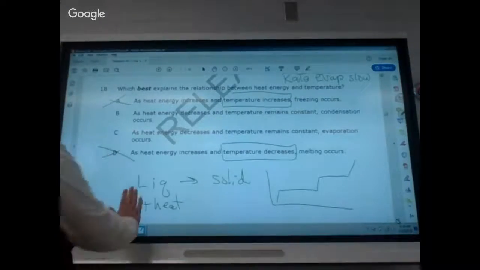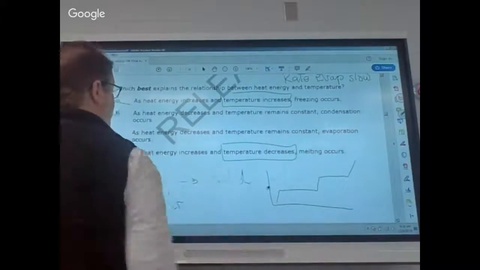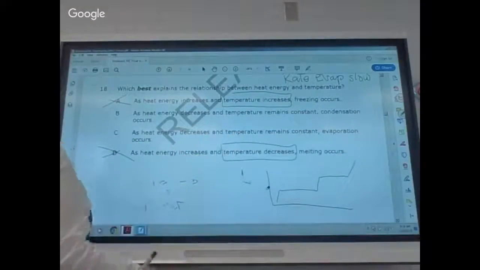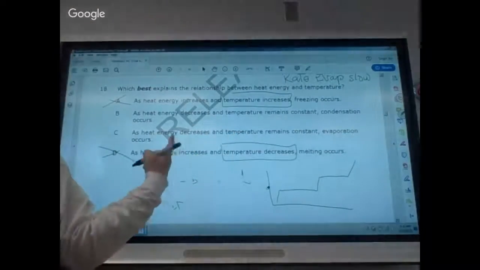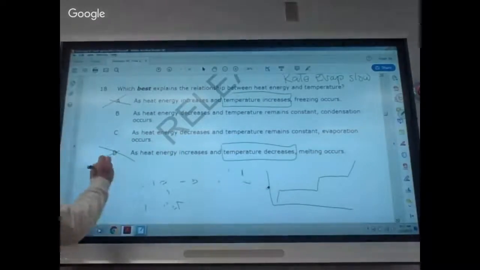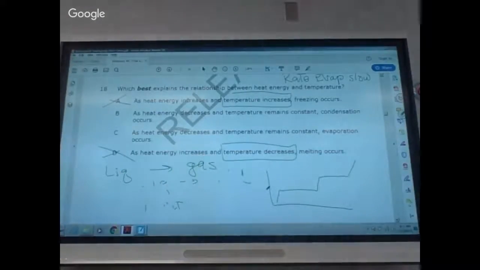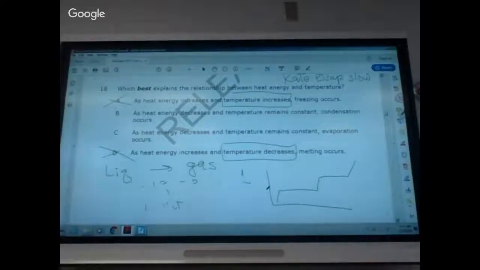Now, thinking about these lovely, I might get that erased sometime this week. All right, so if we change from evaporation as energy decreases, temperature remains constant, evaporation occurs. So we're going from a liquid to a gas, and it says heat energy decreases. When they say decreases, I'm assuming they mean that it's given off. I don't know what they mean by decreases. It's just wrong. The answer is B.